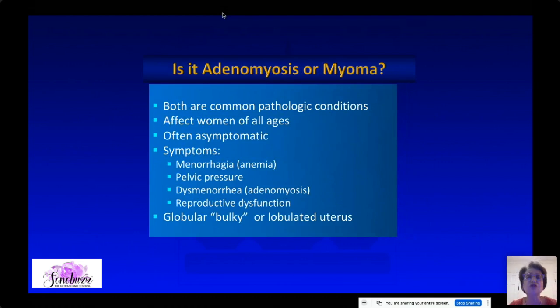And so the most common question we often need to answer is: is that adenomyosis or is that myoma? Because both are very common pathological conditions that affect women of all ages. They're often asymptomatic, but if you have symptoms, they can have pelvic pressure, they can have menorrhagia, occasionally severe enough to cause anemia, or they can have dysmenorrhea, particularly with adenomyosis, and they sometimes may have reproductive dysfunction, for example, in submucosal myoma. And so we'll talk about the globular, bulky, or lobulated uterus.